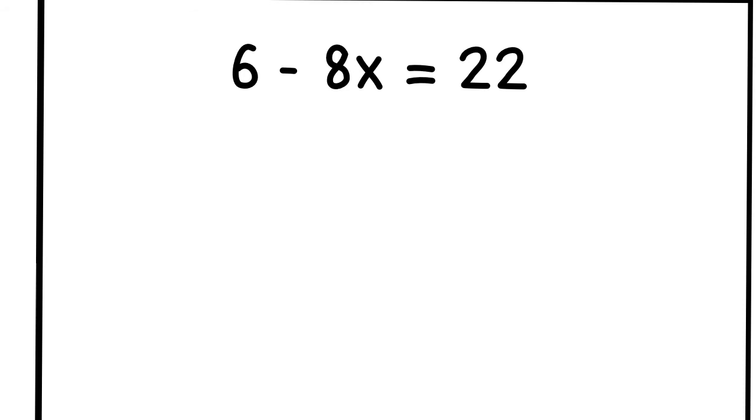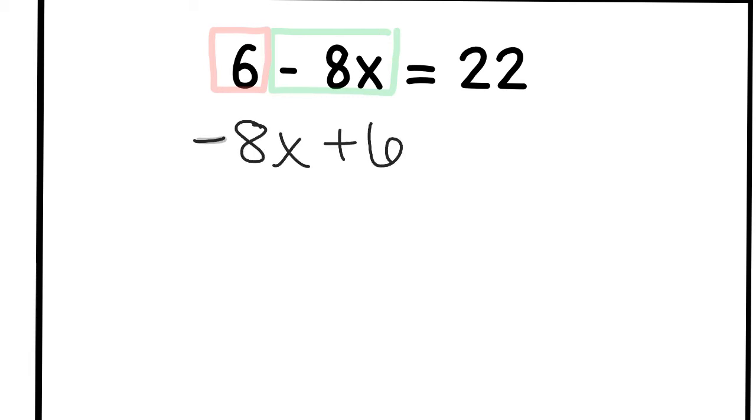But we have to watch these minus signs because these minus signs are our negatives. So my 8x is in fact a negative 8x, and my 6 is a positive 6. So I'm actually going to reverse these, and I'm going to bring my negative 8x to the front and my positive 6 to the middle and have it equal 22. Commutative property is completely allowed and it's very beneficial, but just make sure you do it correctly.